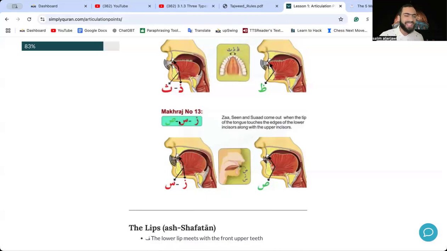Now, what about the Saad? It's the same thing, but the tongue will be pulled back. Look, that's the tongue. It's touching the lower teeth. And the teeth will be aligning with each other. Now, what happens here is the tongue will be pulled back, and it's going to make a curving area for the air to make the whistling sound. That's for the Saad.